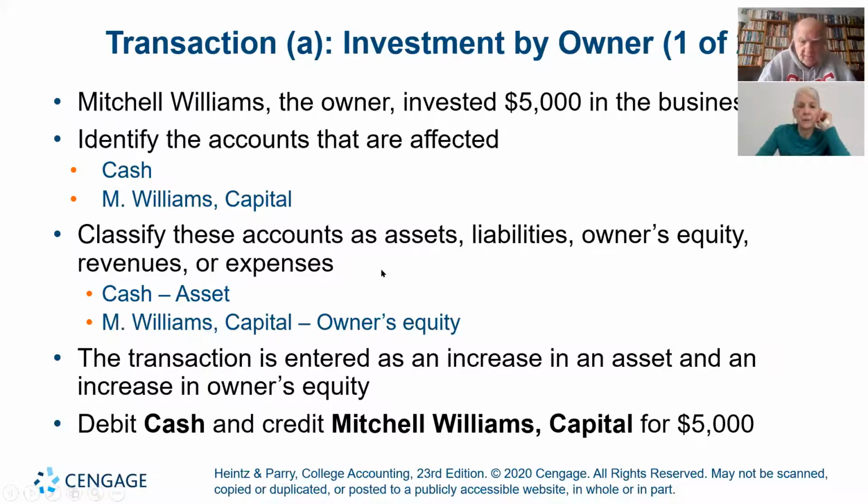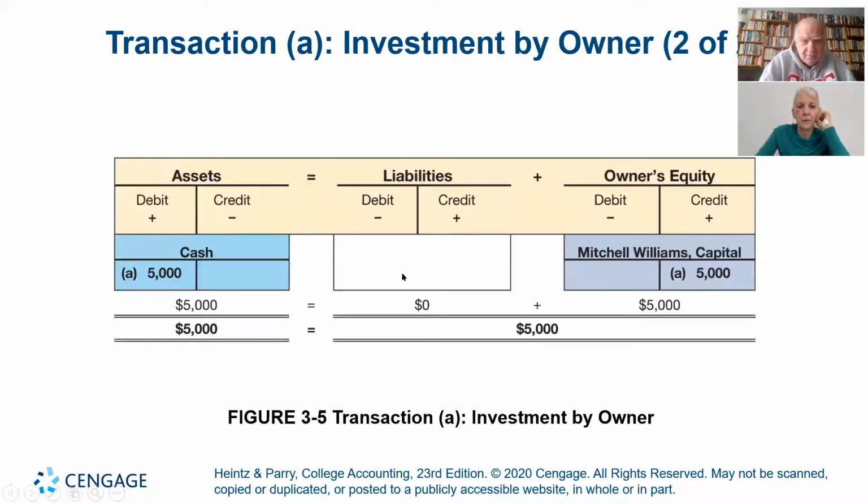Here they are, and you would see this in your general ledger. Cash has gone up with the debit. Owner's equity or capital has gone up with the credit. And the accounting equation is in balance. Make some sense there?